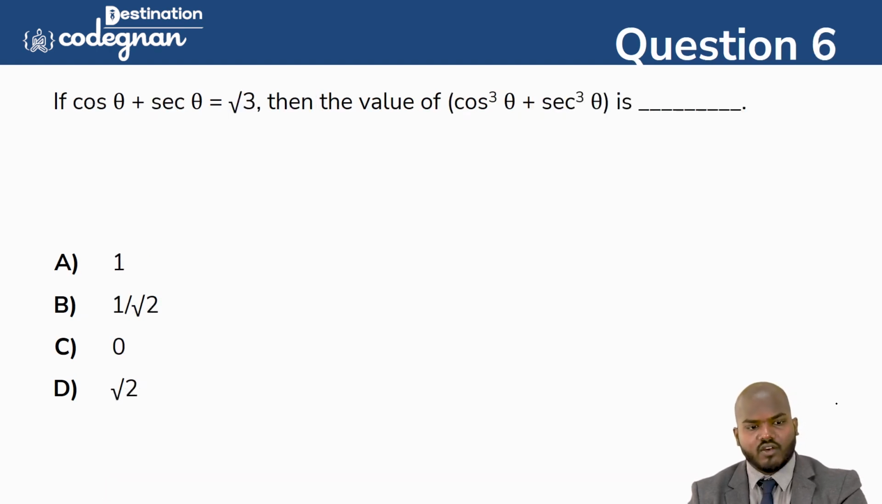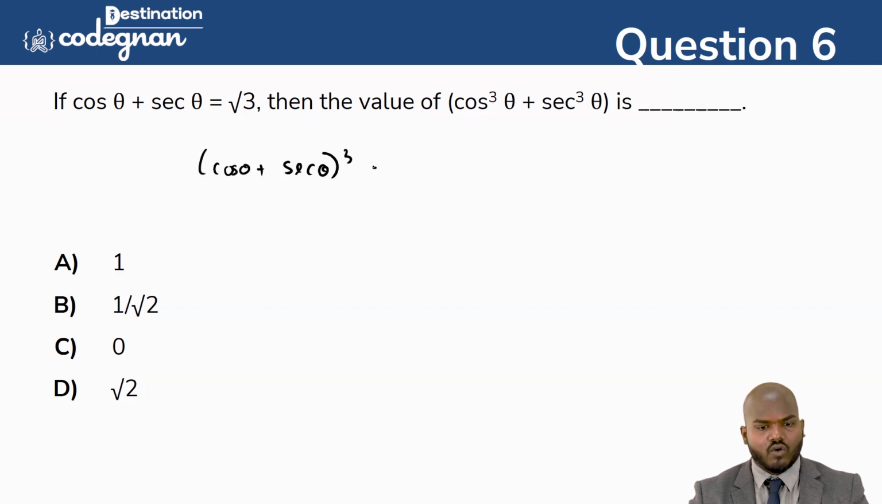So they have given that cos theta plus secant theta is equal to root 3. Then find the value of cos cube plus secant cube. They are asking for the cube here. Then the only thing you need to do is take the whole cube only. Okay, we don't know anything else. So you can directly write cos theta plus secant theta whole cube is equal to root 3 cubed.